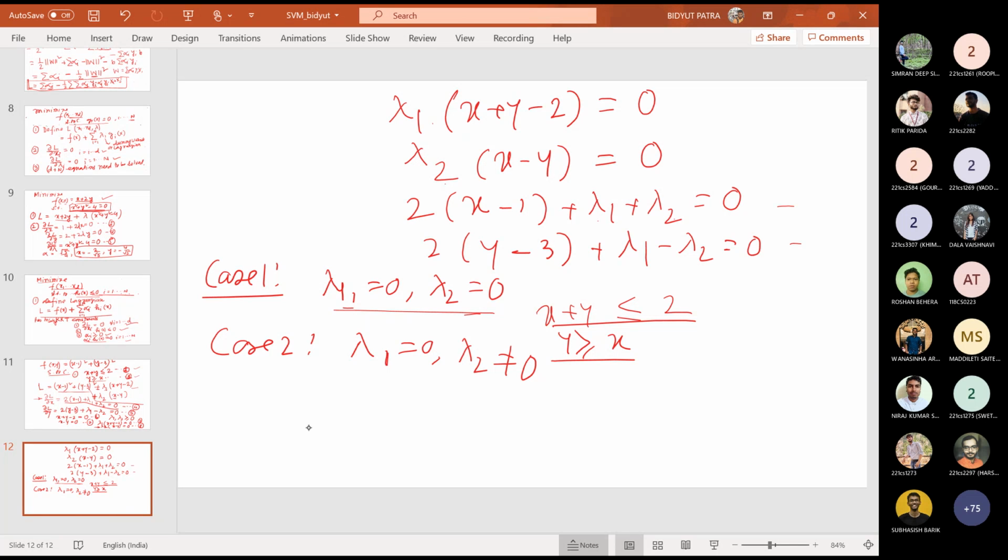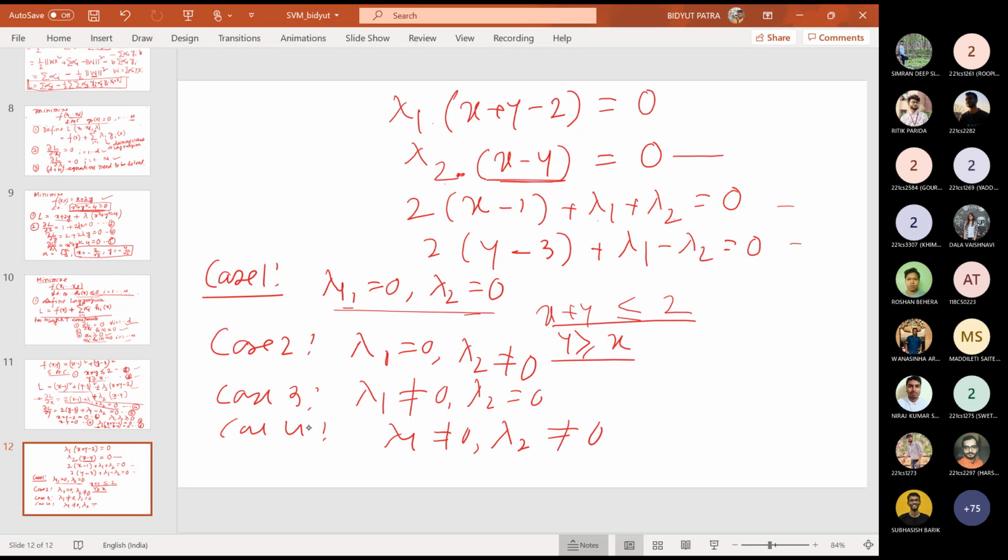So lambda 2 not equal to 0 means, in this equation, if it is not 0, then this must be 0. So then x equal to y. So you'll get the 3 equations and you can solve. Similarly, you can take case 3 where lambda 1 not equal to 0 but lambda 2 equal to 0. And case 4, you can take lambda 1 not equal to 0, lambda 2 not equal to 0.